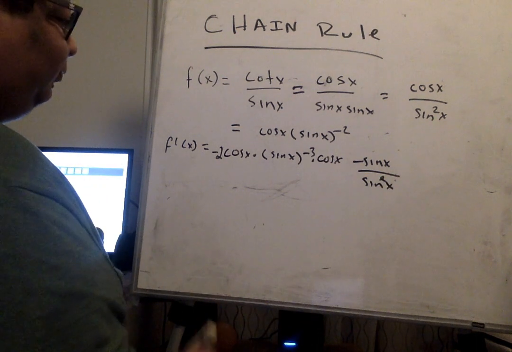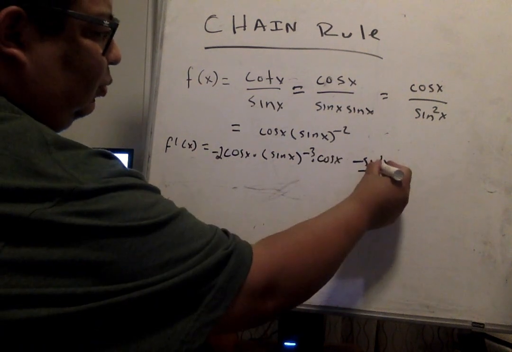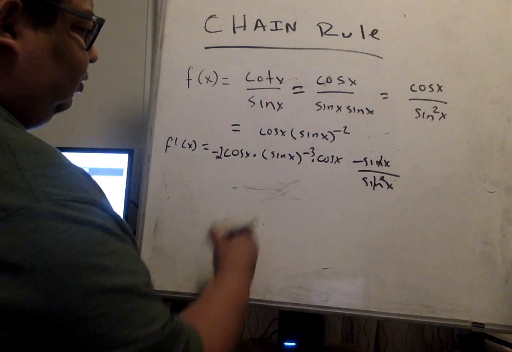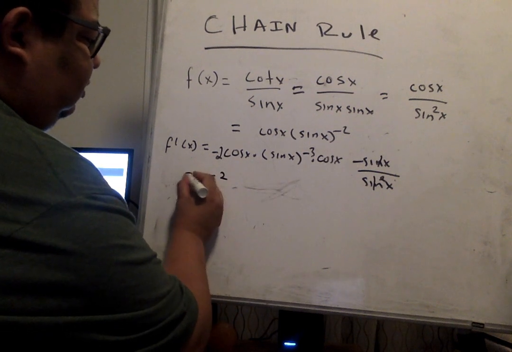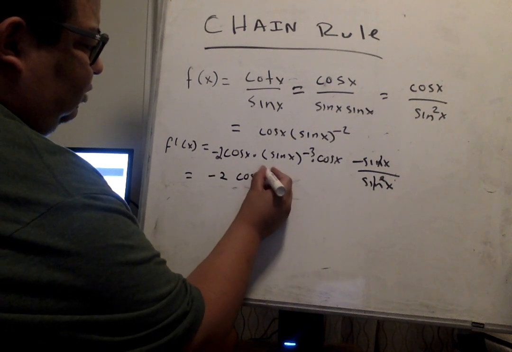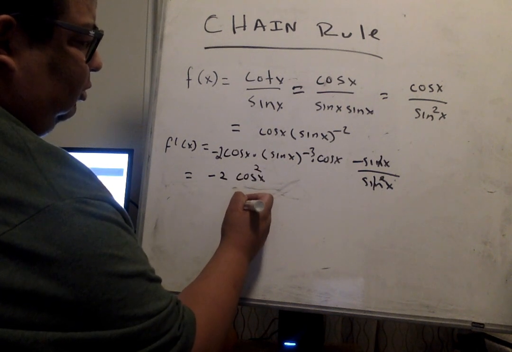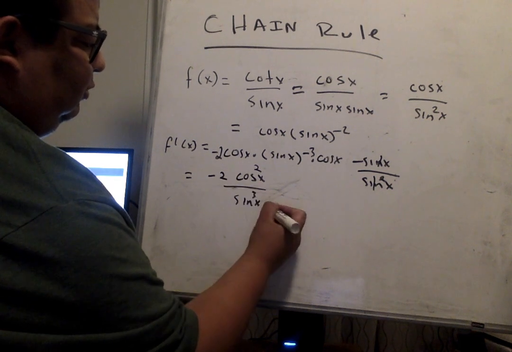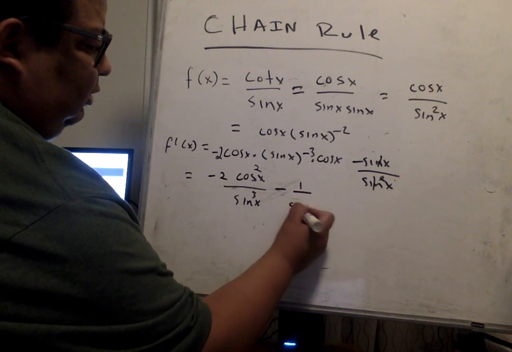Okay, now let's change a little bit here. Here we can cancel 1 and 1. So we're going to do negative 2. This is equal to negative 2, and then cosine x square, and then all over sine x cubed, minus 1 over sine x.